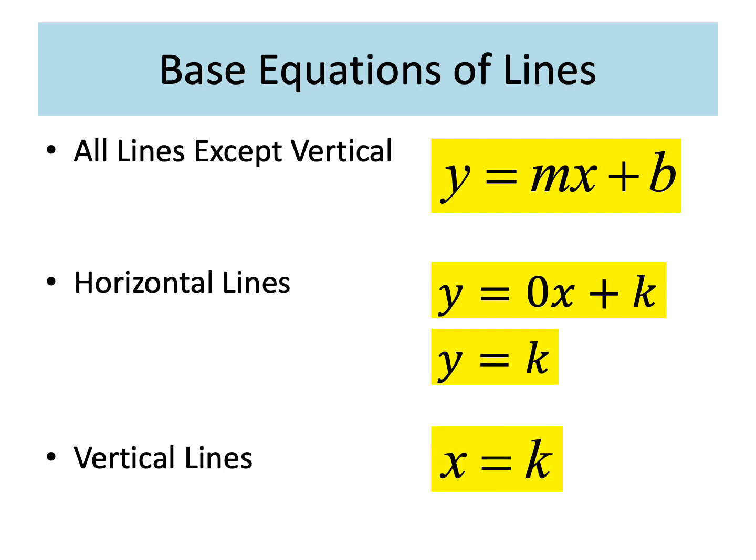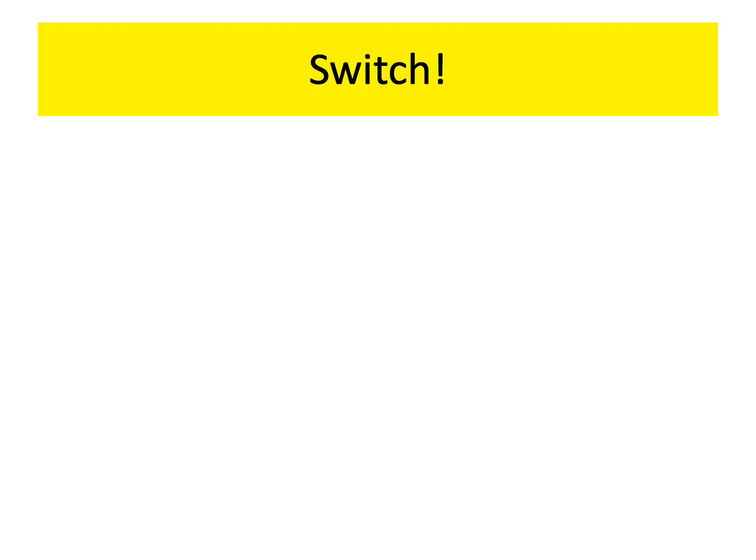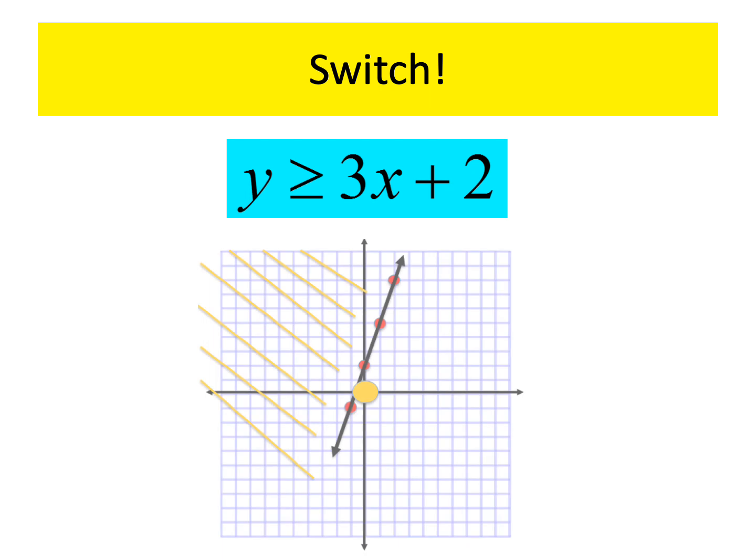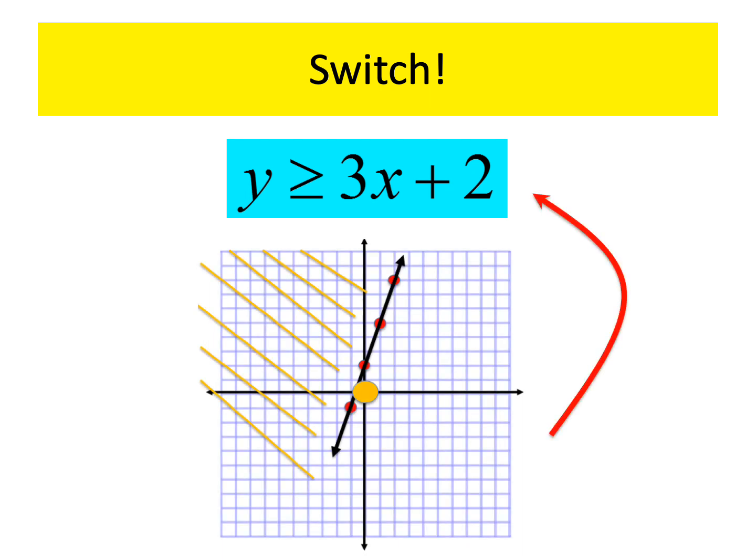And then vertical lines, because the slope is undefined, we can't use y equals mx plus b. And the form of vertical lines is x is equal to k. Okay? Make sense? So today we're going to switch. Instead of me giving you the inequality and you graph, now I'm going to give you the graph, and you are going to write the inequality.